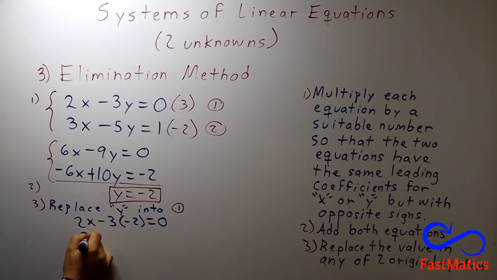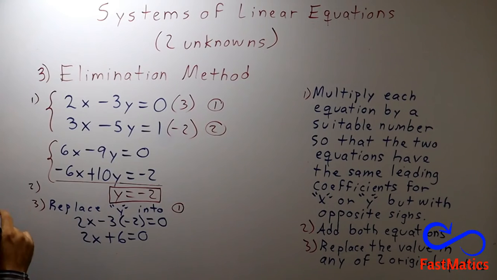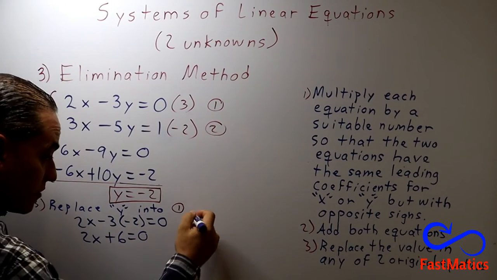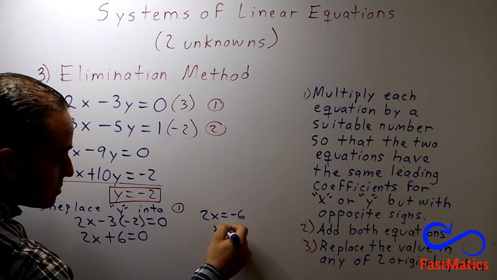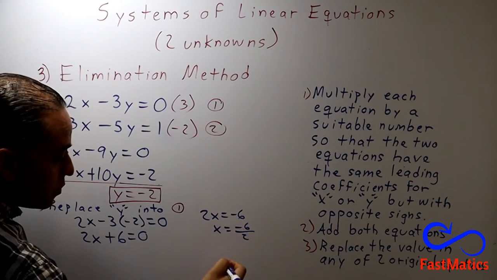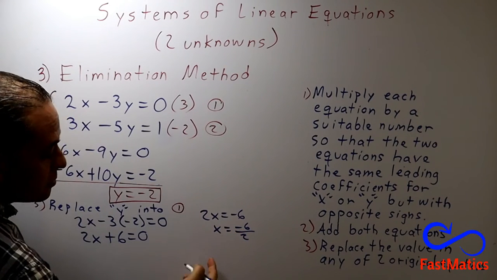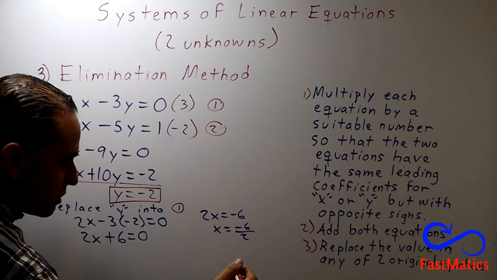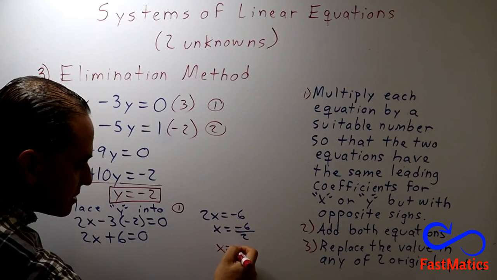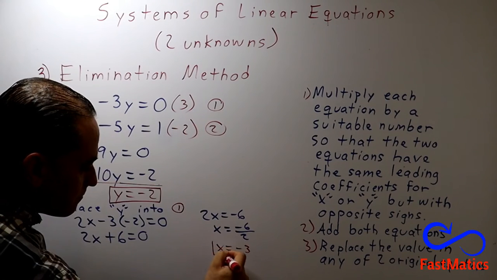Negative times negative is positive, so 2x plus 6 is equal to 0. And then a very, very simple linear equation. I will pass the 6 as -6 to the other side. And finally, I will pass the 2 as a denominator without changing the sign. Remember, when you pass to the denominator, you don't change the sign. And finally, you have x is equal to -3.